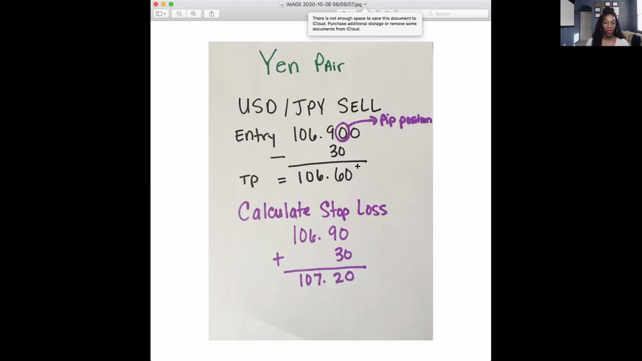So again, I'm going to show you that in the manual. So with the USD JPY yen pair, you would take 106.90, subtract 30 for a sale, and your take profit would be 106.60. To calculate your stop loss, let's say if your entry price was 106.90, you would simply add 30, and your stop loss would be 107.20. So now let's go into MetaTrader 4 and look at exactly how do you input these numbers. All right, so let's go ahead and do that.